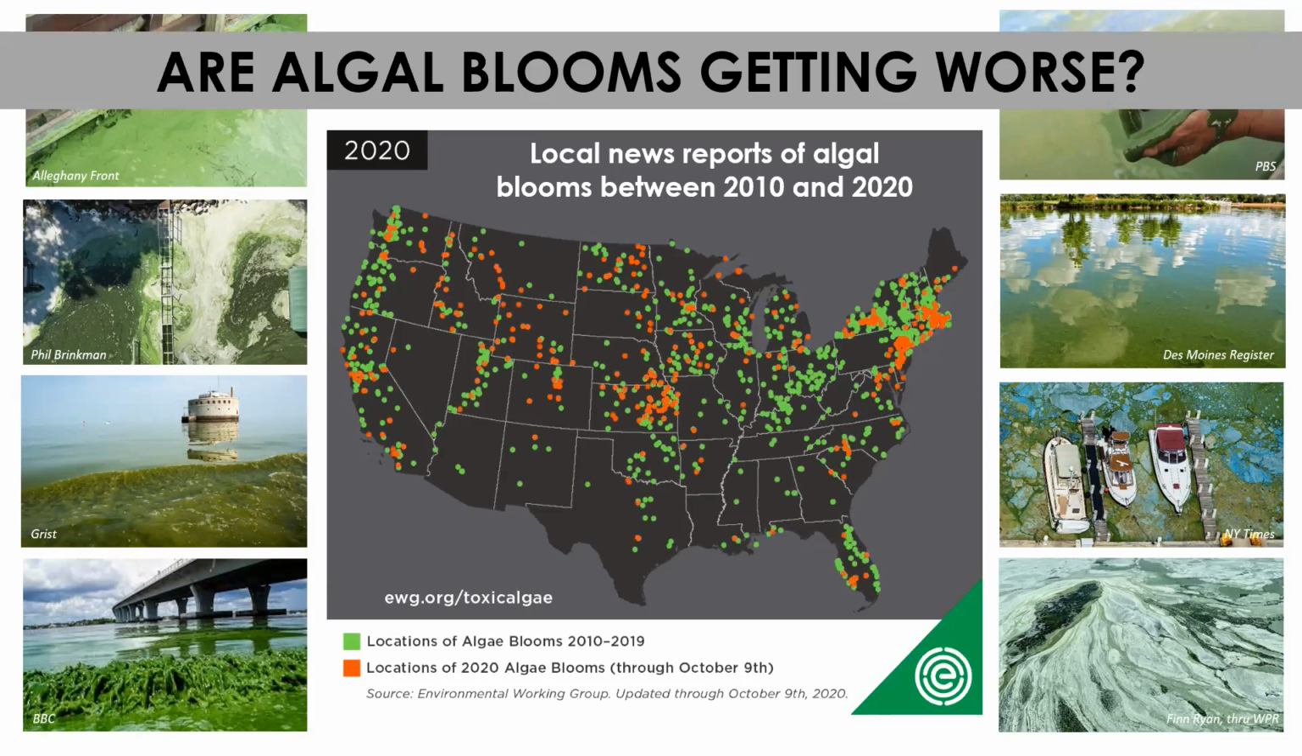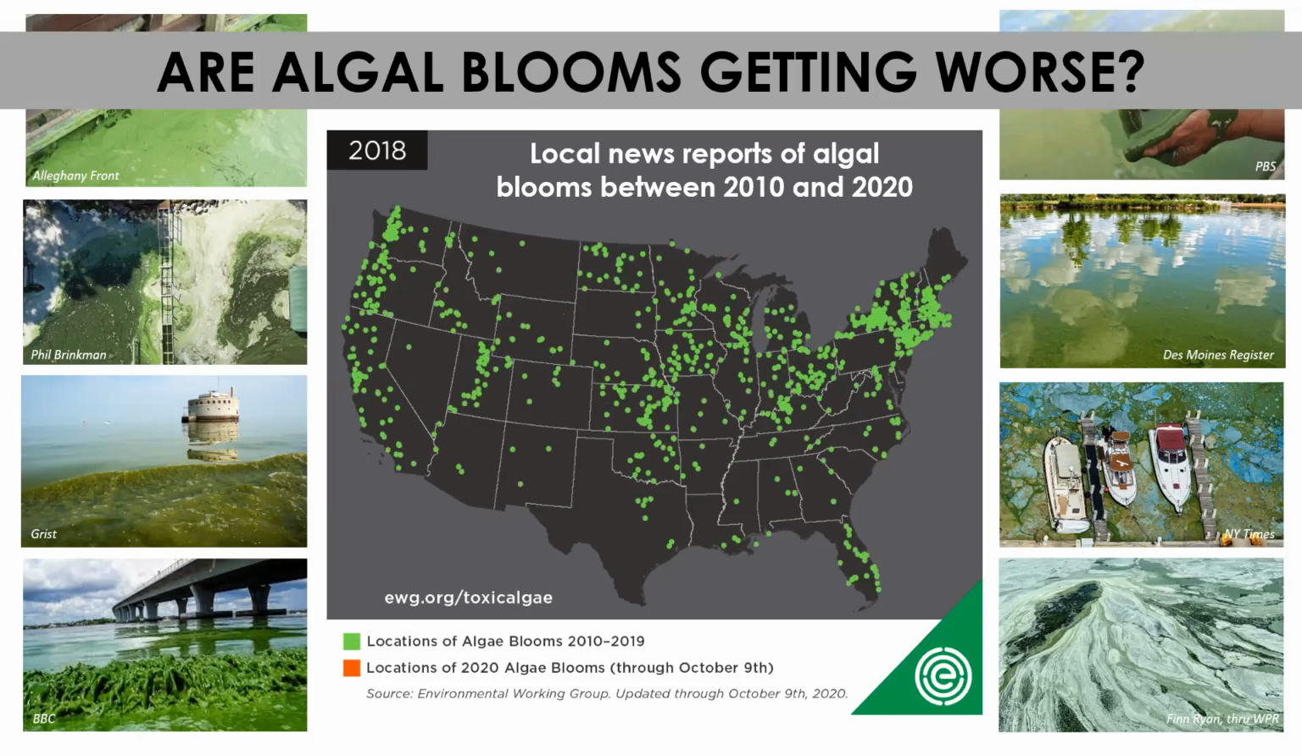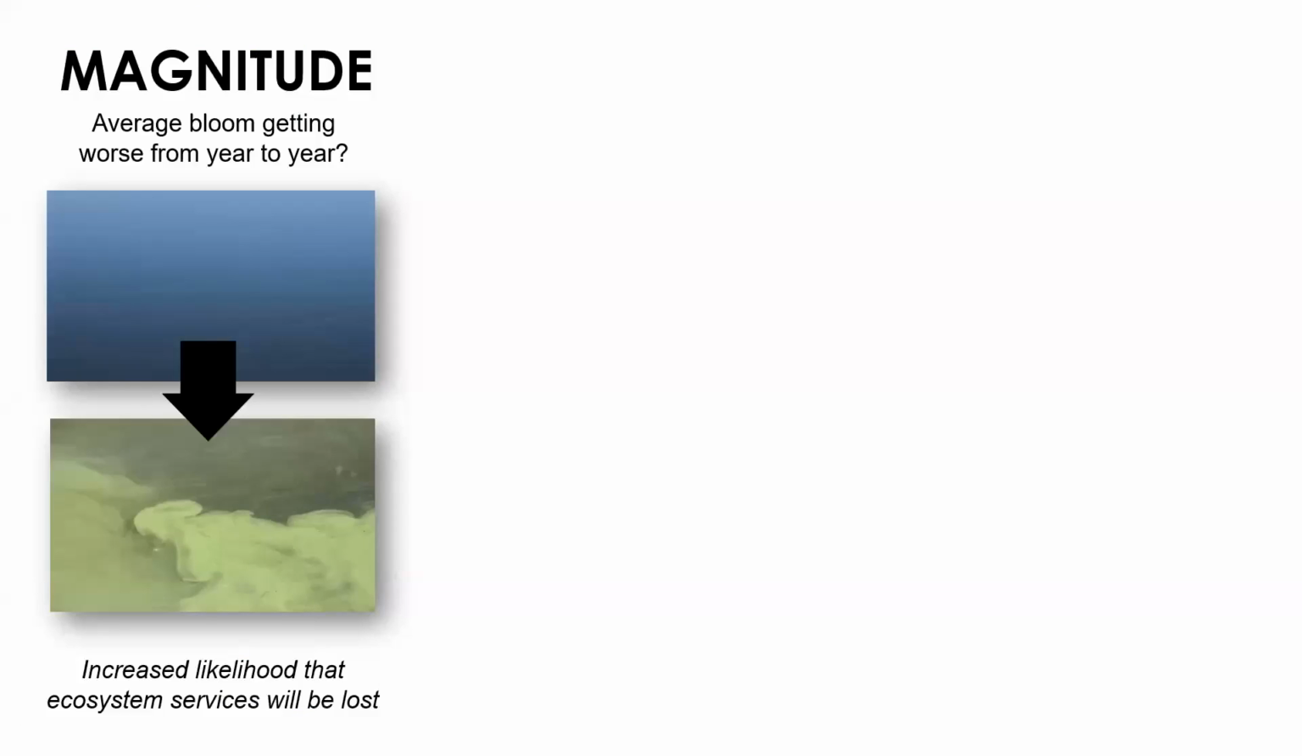In trying to understand whether blooms have been getting worse in inland waters over the past couple of decades, the first thing we needed to do was define what we meant by worse. And so we came up with 3 metrics for that. First is magnitude: whether or not the average bloom is getting worse from year to year. Perhaps the bloom used to be a pretty low amount of biomass, but it's now getting a higher and higher magnitude. So on average, the lakes are getting greener.